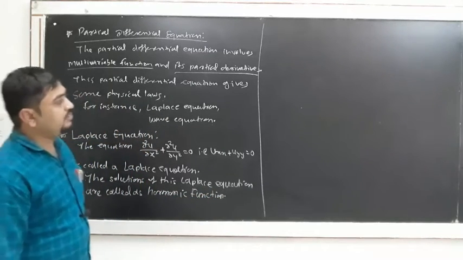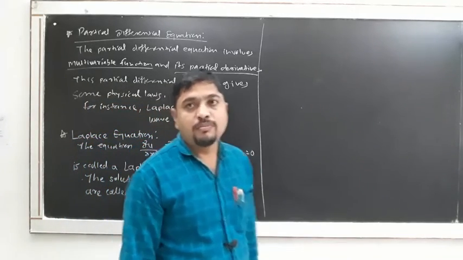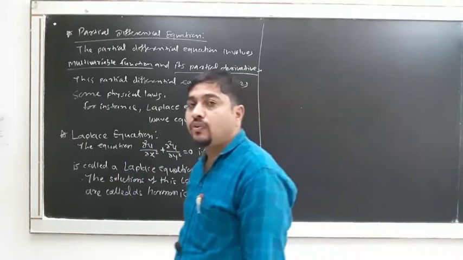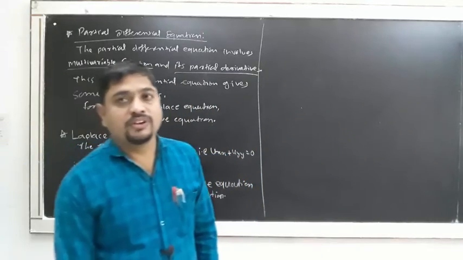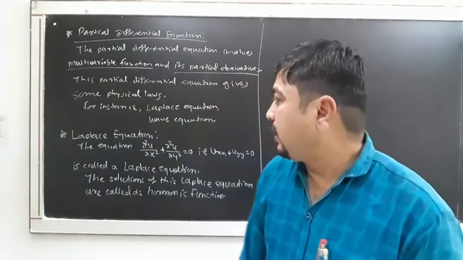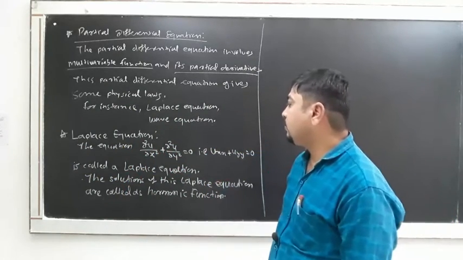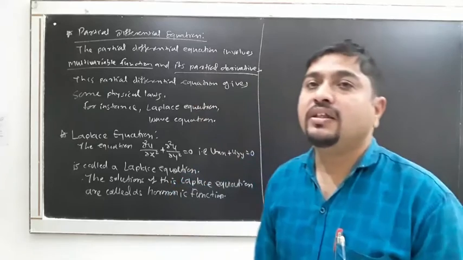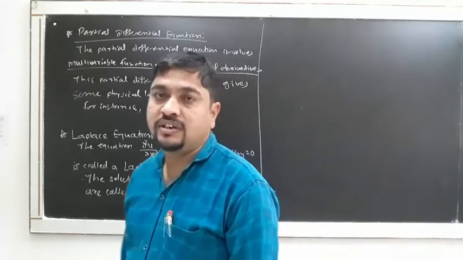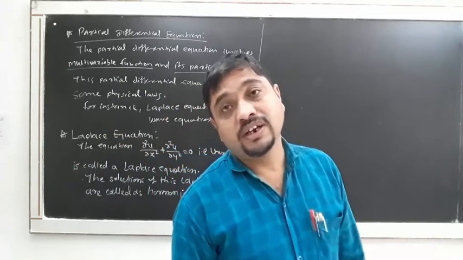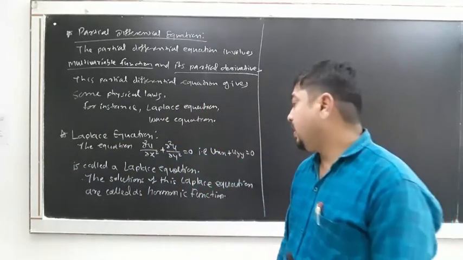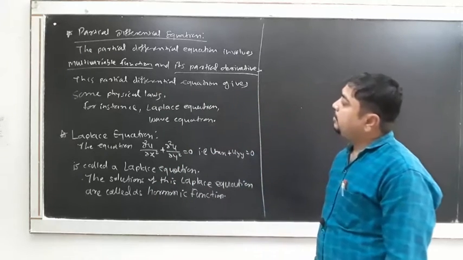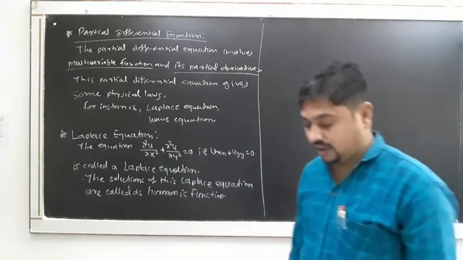And this harmonic function plays an important role in solving problems like heat conduction, fluid flow and electric potential. So Laplace equation is uxx plus uyy is equal to 0, and the solution is called a harmonic function. This is the two variable Laplace equation, we can say.